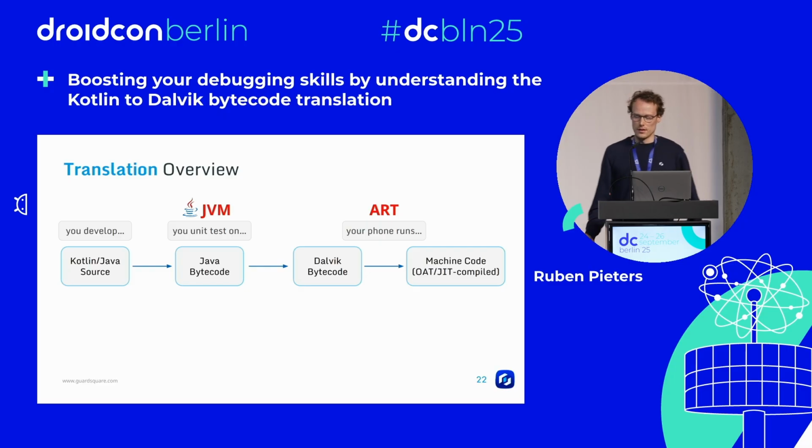And in the rest of the presentation, we'll go into a bit more detail. But what is interesting, I think, for you as a developer is that you interact with all of these aspects. Even though, for example, Java bytecode is not something that runs on Android devices, it is something you interact with, because unit tests run in the JVM, the Java virtual machine. And then, of course, Kotlin and Java source is what you develop, and Dalvik bytecode and machine code is what actually runs on your device.